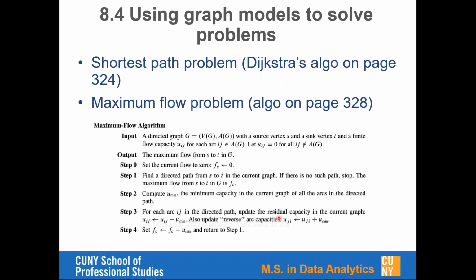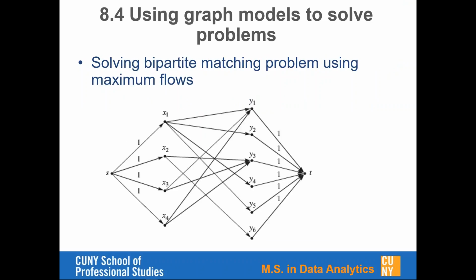And then for the maximum flow problem, the algorithm is on page 328, and you have an input, which is a directed graph, and the output is the maximum flow from the origin S to the destination T in the graph. I would say that the maximum flow problem is less important than the shortest path problem, which is probably worthwhile to go through yourself and work on some problems yourself.